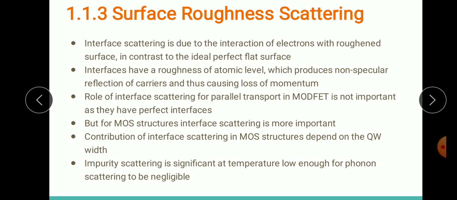So the impurity scattering is basically significant at temperatures low enough that your phonon scattering is negligible. Both of them don't happen at the same time. When the temperature is so low that the phonon scattering is negligible, we have scope for surface roughness scattering. That's about surface roughness scattering.